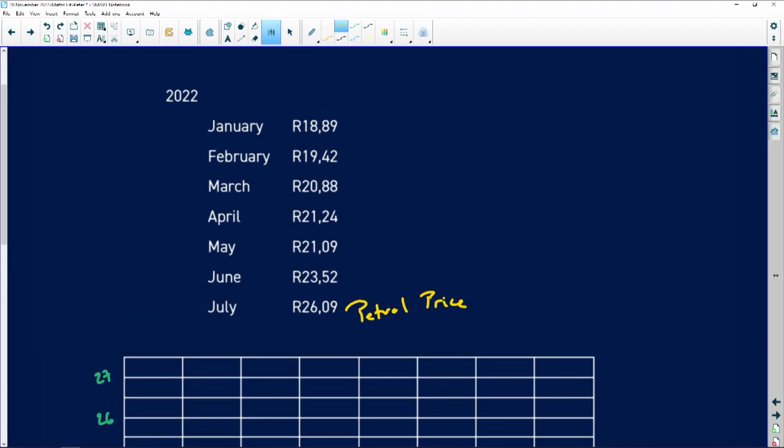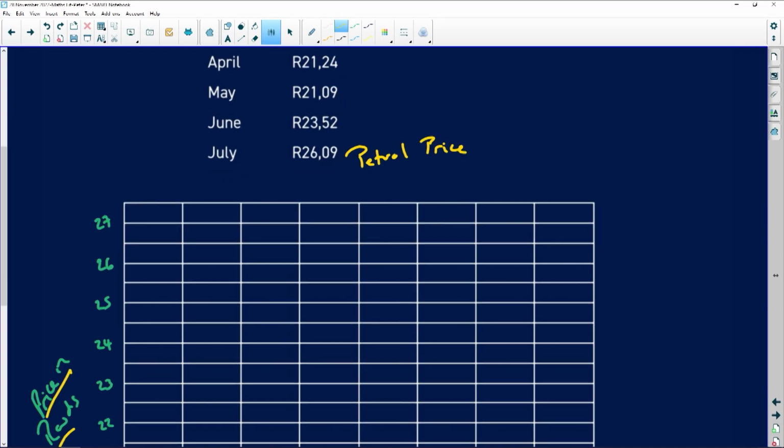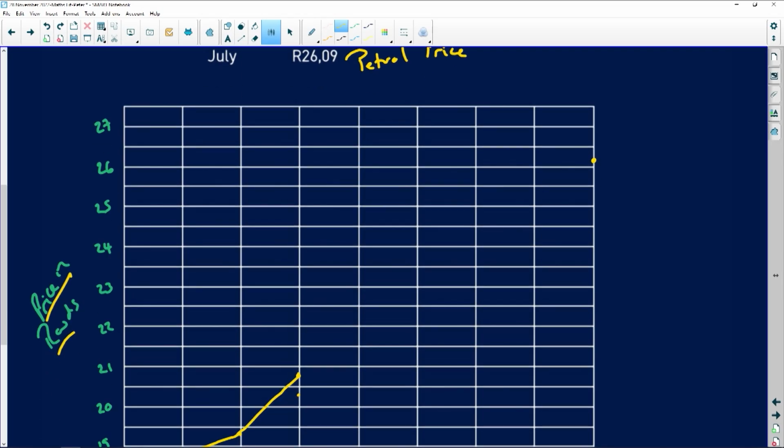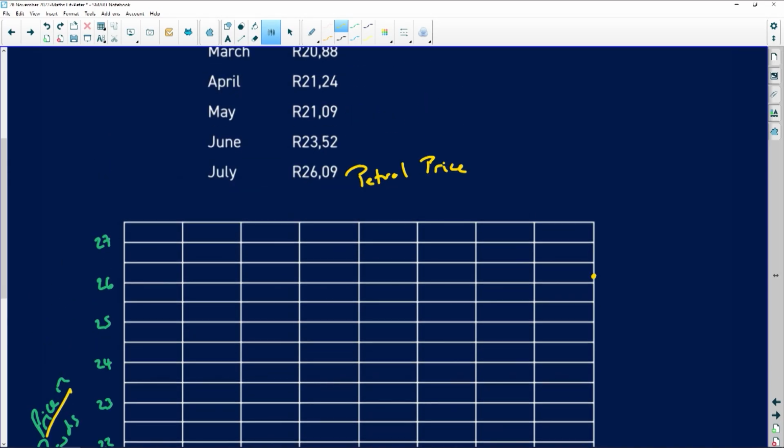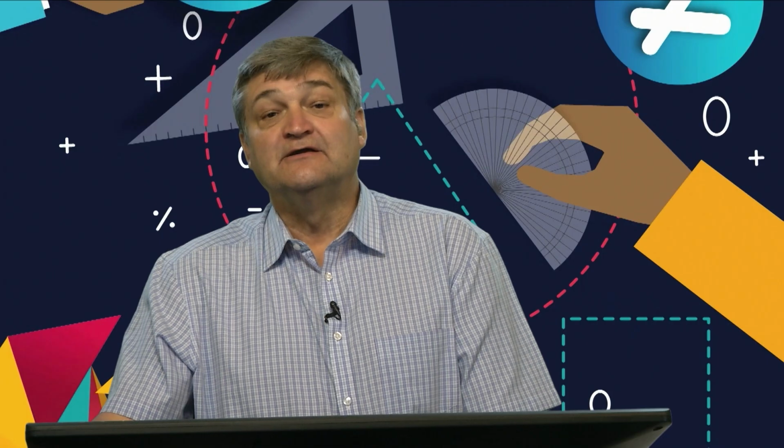All right, I'm not going to do the whole question because we are running out of time, but that is basically how we would do it. And just for interest's sake, in July of 2022, petrol jumped to 26 Rand and 9 cents, somewhere up there. My goodness, look at that, eh? From there all the way, it eventually got there. It jumped up and down a bit, but that's where it eventually got in July 2022.